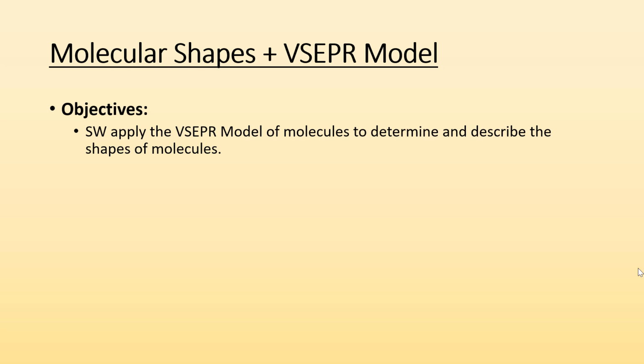Mr. Donahue here again. This time we're going to take a look at molecular shapes and the valence shell electron pair repulsion model. So our objectives will be to apply the VSEPR model of the molecules to determine and describe the shapes of molecules. So let's get going.